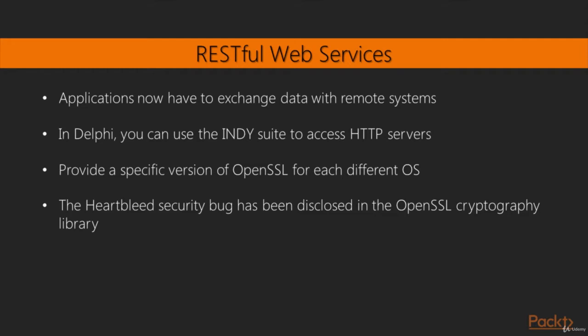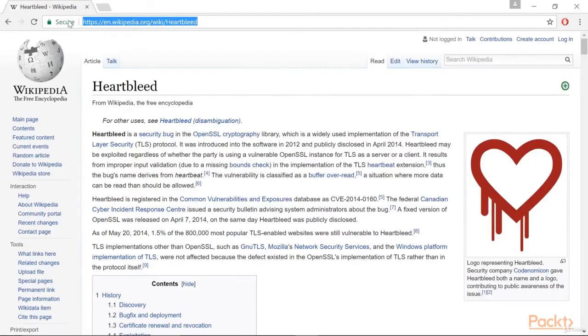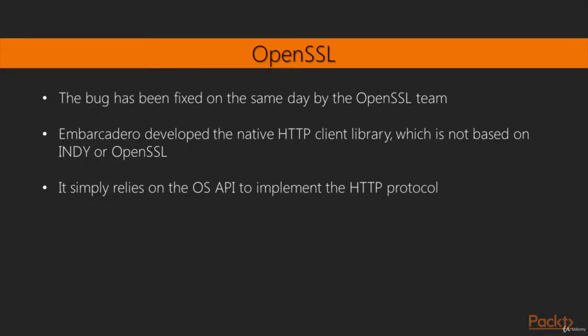This has been just a problem to keep in mind up to April 7, 2014, when the Heartbleed security bug was disclosed in the OpenSSL cryptography library. This Wikipedia link will say more about it. The client applications that use OpenSSL have been affected by this bug. The bug was fixed on the same day by the OpenSSL team, but the problem was still there for all deployed applications.